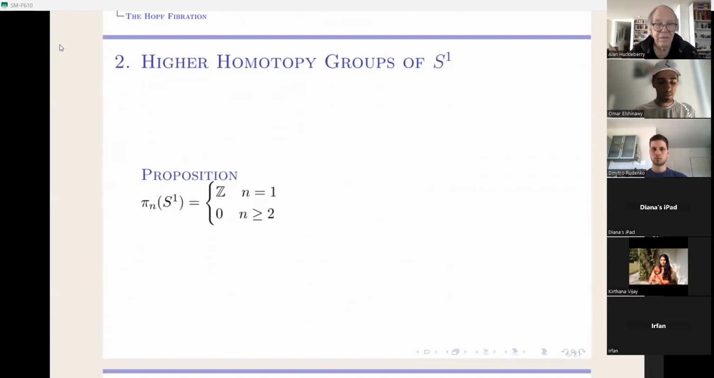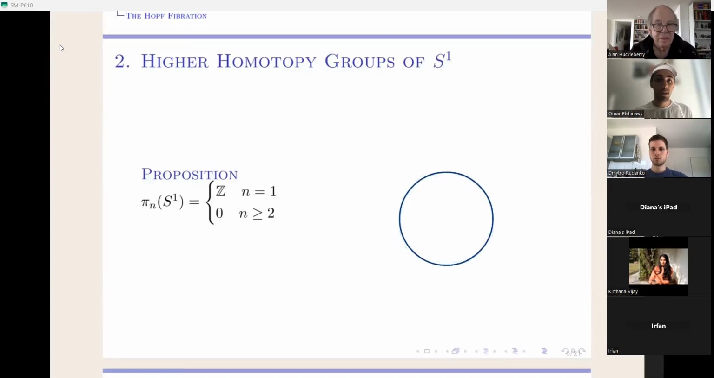Then next, we will use this proposition, which I believe most of you might be familiar with. And it just computes the higher homotopy groups of S1. So as we've mentioned a bit earlier, S1 is just a circle.